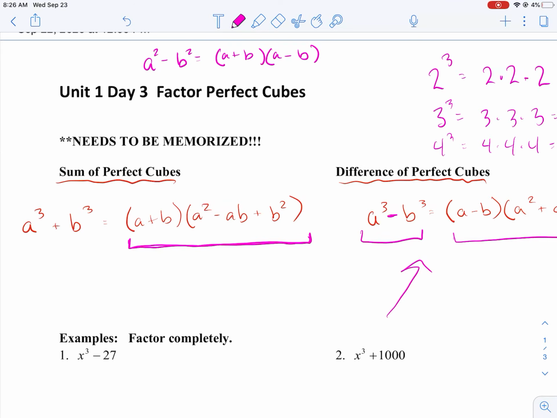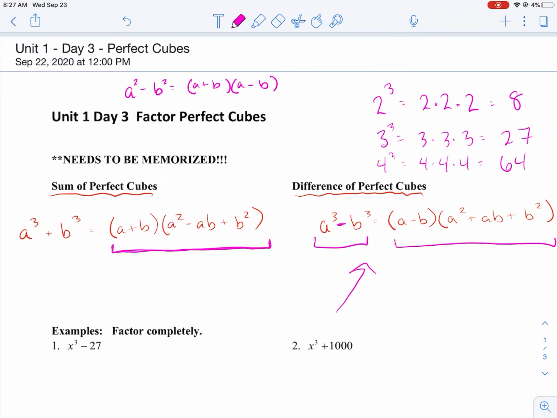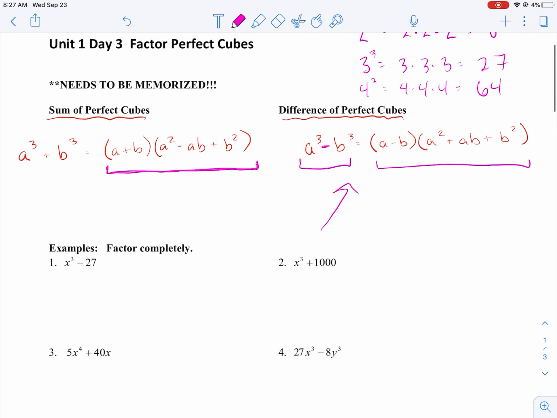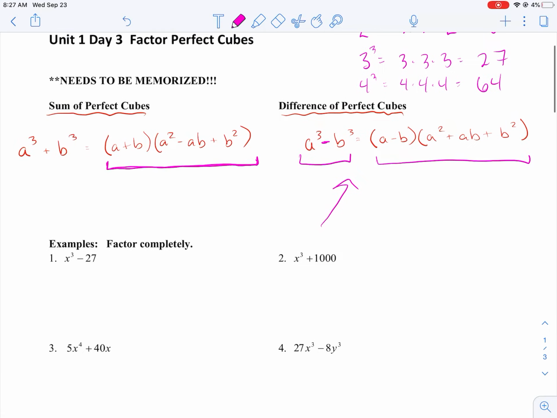Until you get comfortable with these things, you might have to keep scrolling up to look at the expression here, which is fine. Until you get comfortable with it, I expect you to do that. Okay, so let's take a look at the first one here.